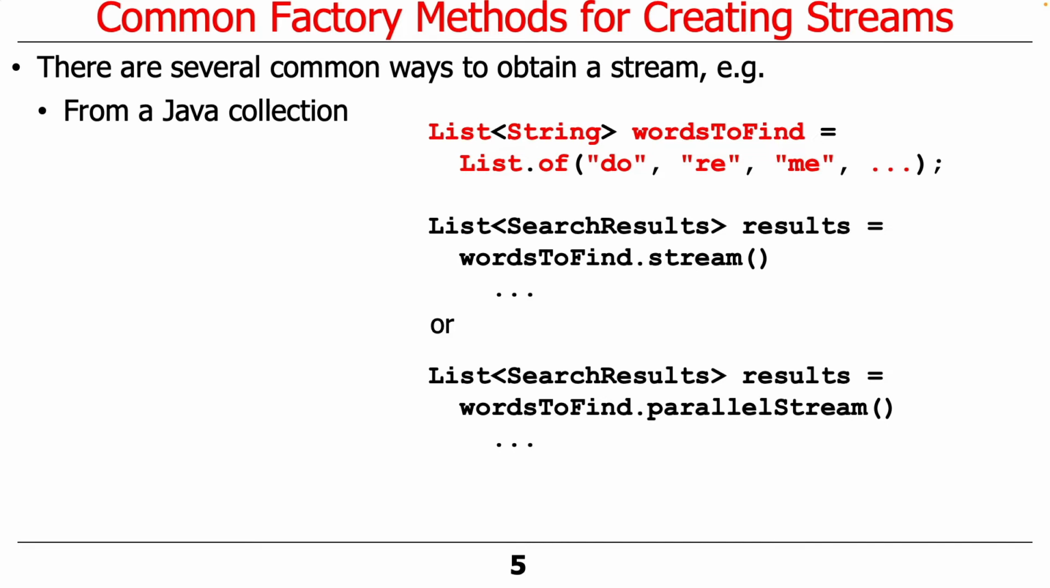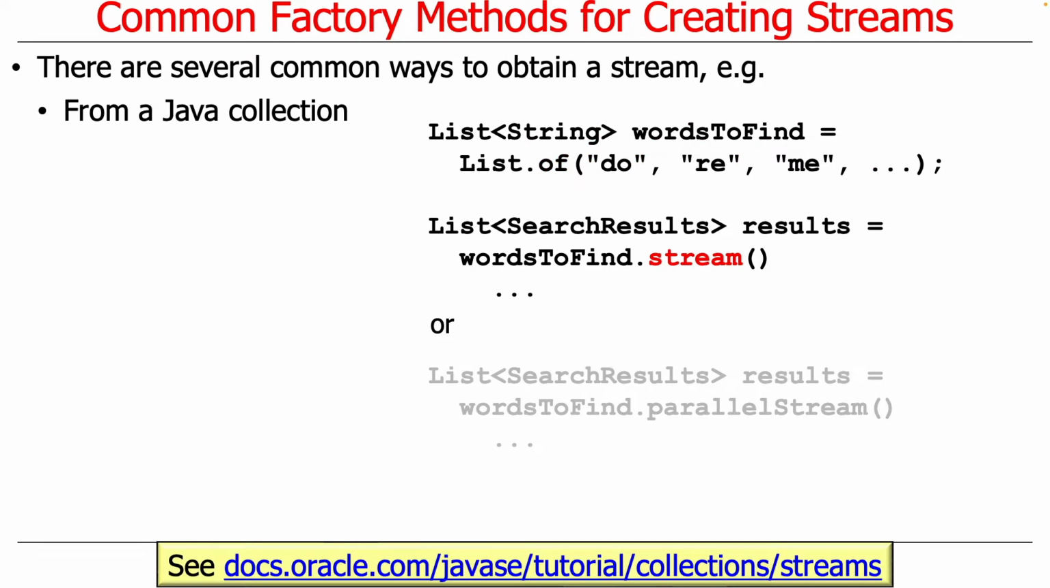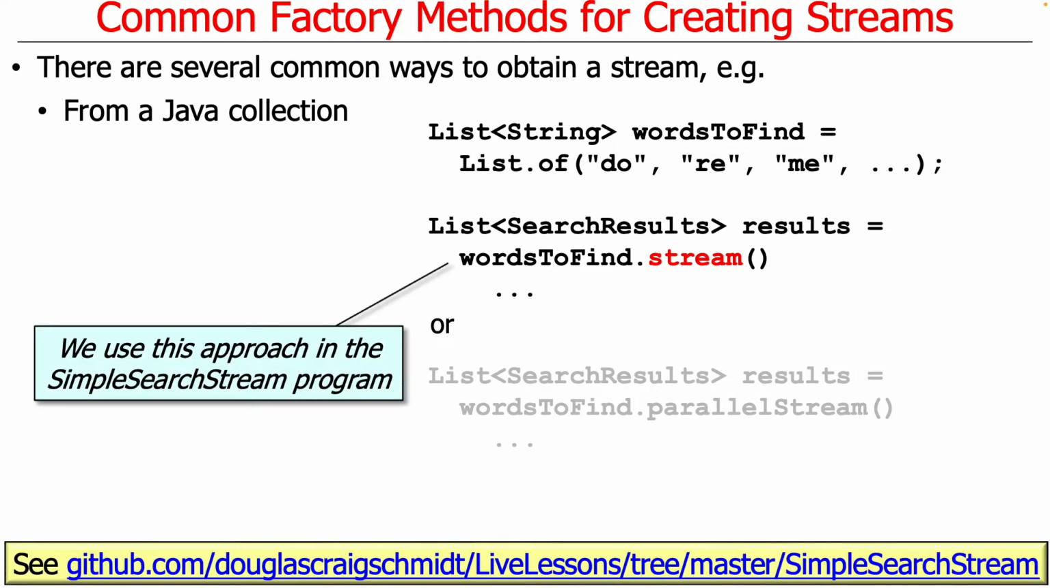One very common way is to get it from a Java collection. Here you can see we use the of factory method to take this array of names and create a list of them. Once we have that list, we can use the stream factory method. That's one way to do it, and that creates a sequential stream. That's the approach we're using here in our simple search stream program.